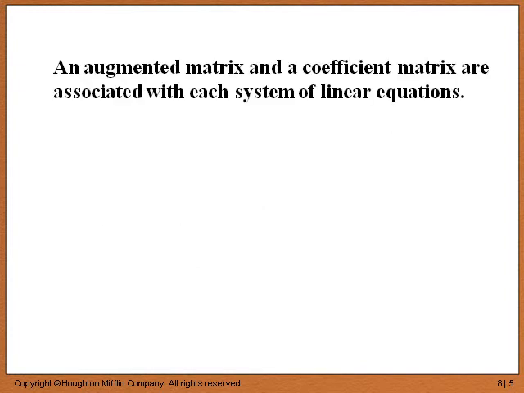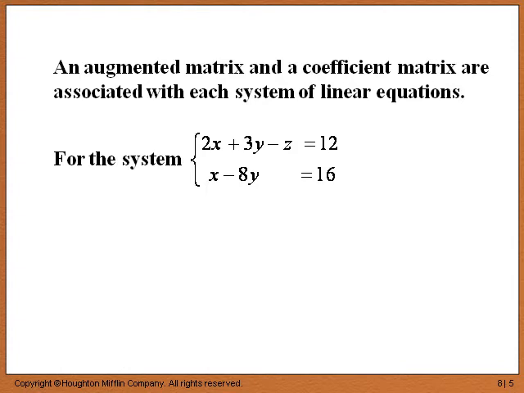An augmented matrix and a coefficient matrix are associated with each system of linear equations. Again, we're just trying to learn terms here because these terms are used when dealing with matrices. For example, this is a system, much like the systems that we learned in the last chapter. 2x plus 3y minus z equals 12, x minus 8y equals 16.